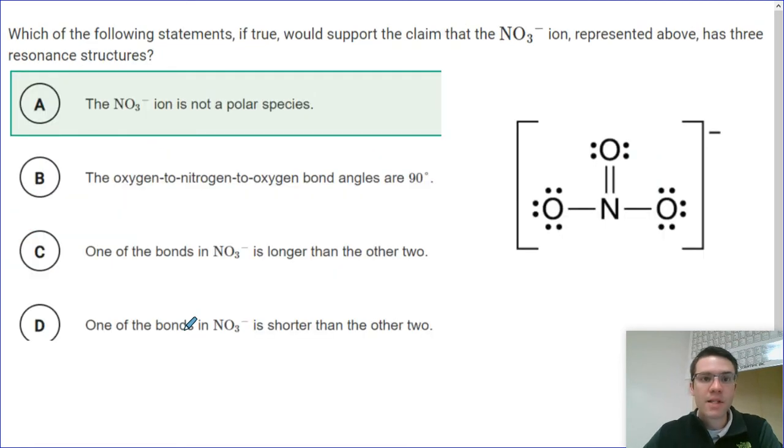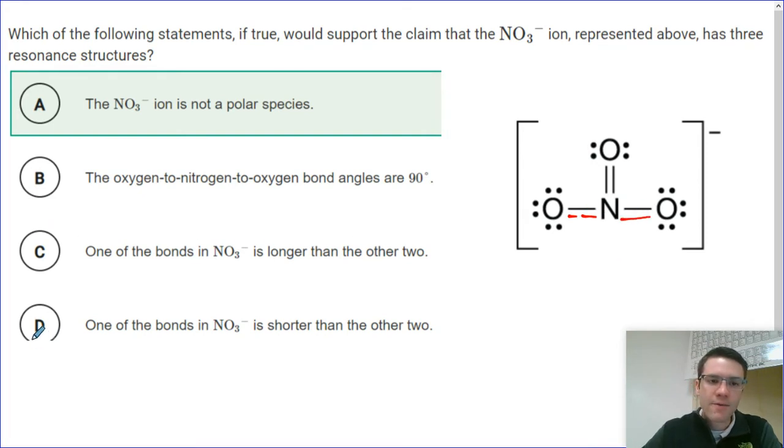Which of the following statements, if true, would support the claim that NO3- ion represented above has 3 resonance structures? The resonance structures come from this double bond here being able to be located in 3 different spots. And those 3 different spots, it doesn't find one of those locations, it distributes equally across all 3 of those. So we could draw all 3 of those resonance structures, one here and one here.